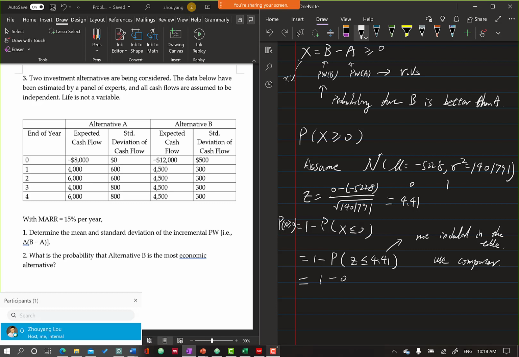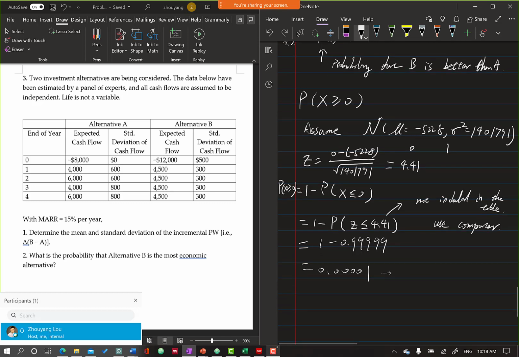That's a very close number to 1.9999. So we only get 0.0001. It's a very small number. We can almost say it's unlikely that the probability of x will be greater than or equal to 0.